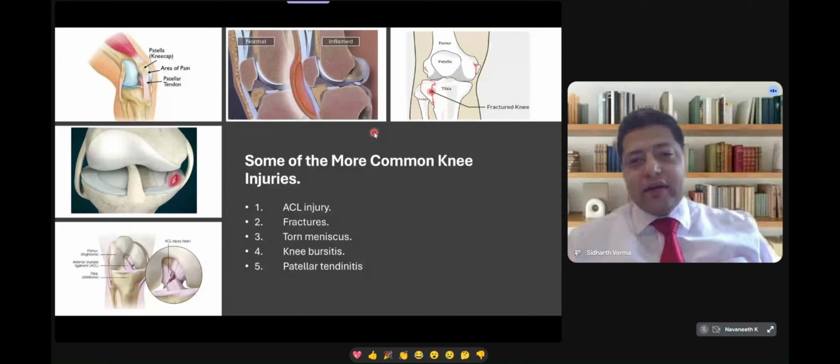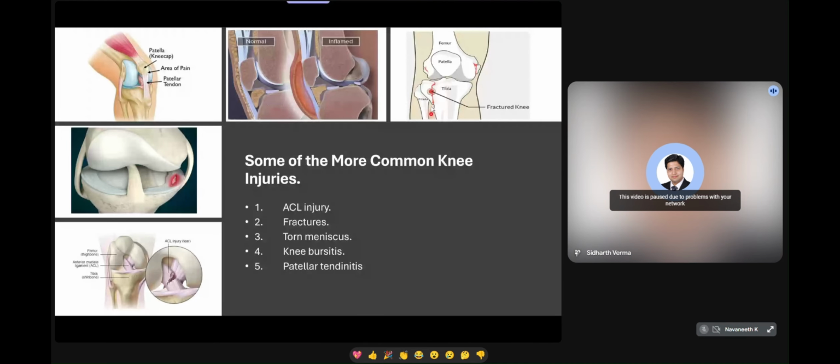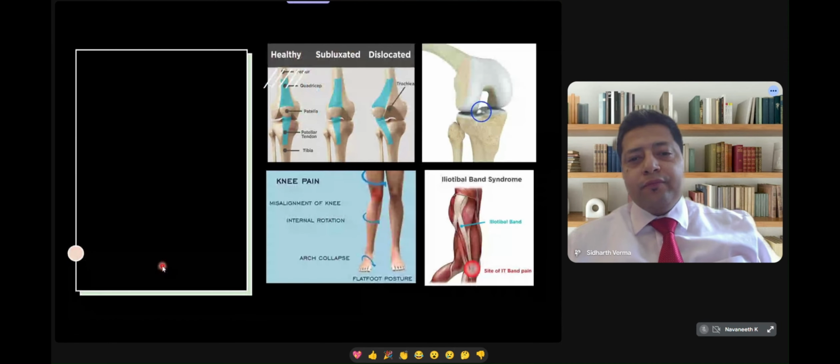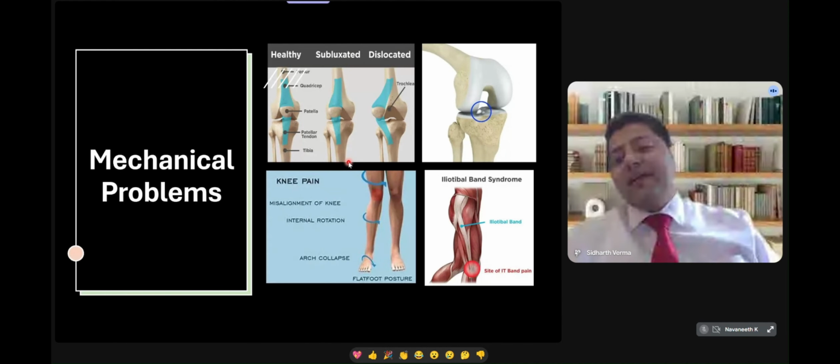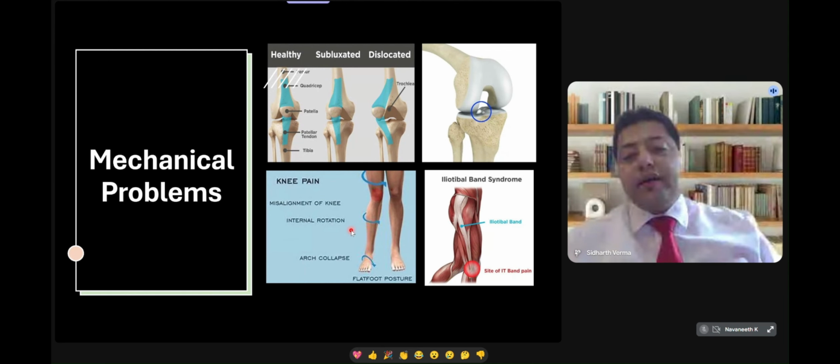Then there can be a fracture, there can be tendinitis, a tear in the meniscus, an injury in the ACL and likewise. Now, there are also mechanical problems. That means the knee, this is the healthy knee, but it can be subluxated or dislocated. That means the bones are not in perfect alignment and position, and there can be internal rotation, and you will be surprised that the foot also has a bearing on the knee.